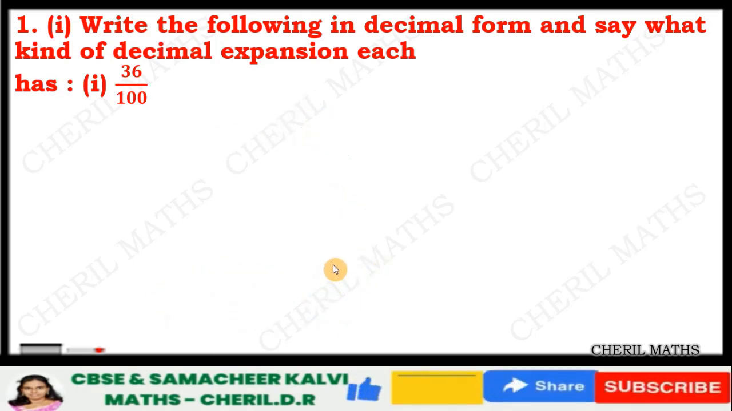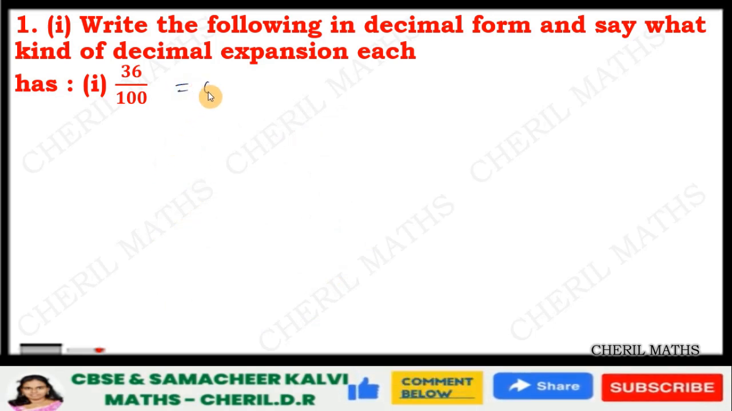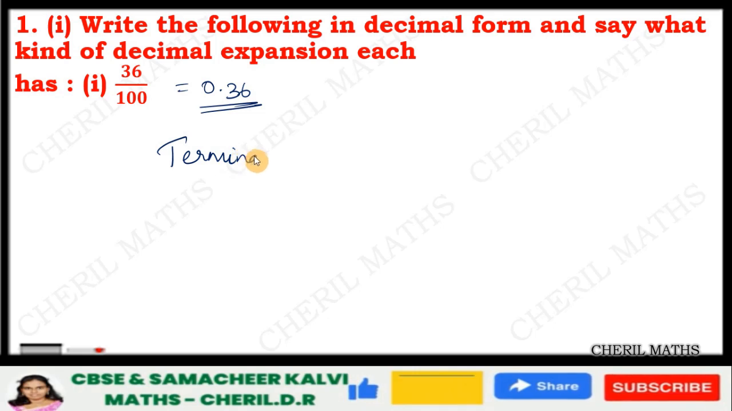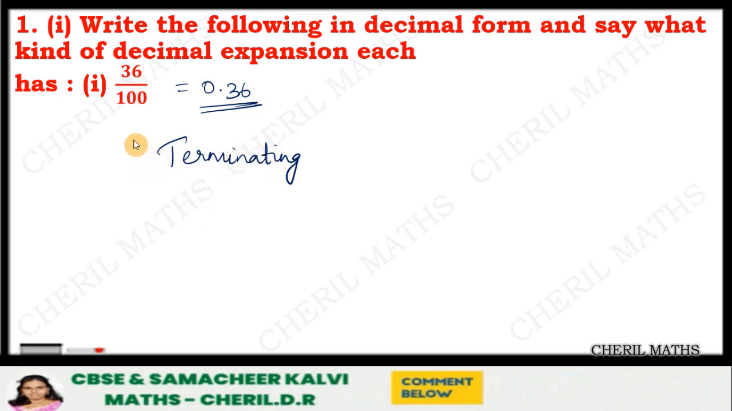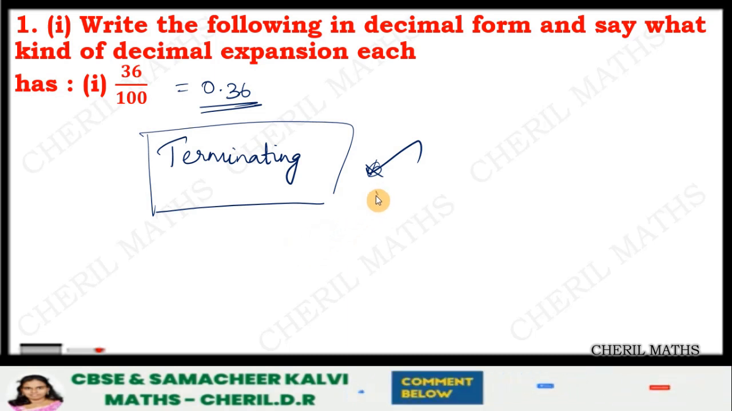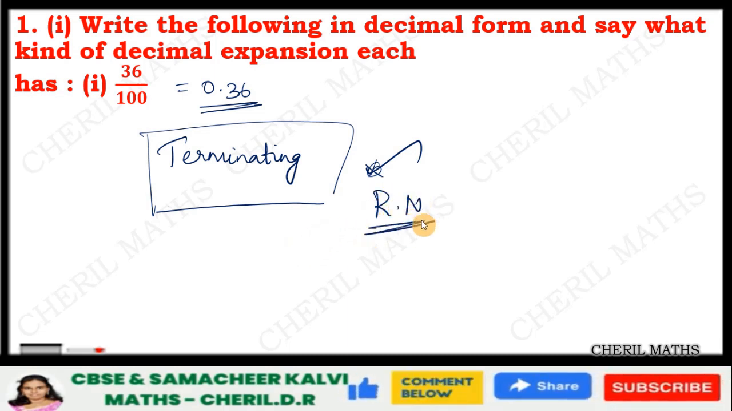The answer we have got is 0.36. Now what kind of decimal is it? It is a terminating decimal. And is it repeating? No, it's not repeating. When you have a terminating decimal, you need not check further, because for sure it is going to be a rational number only.